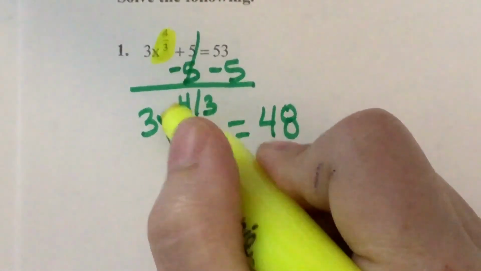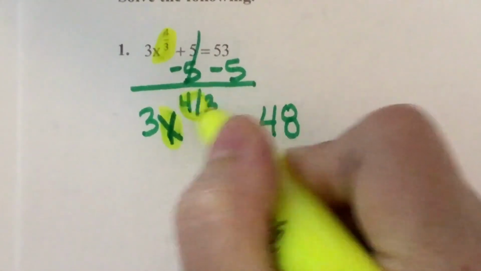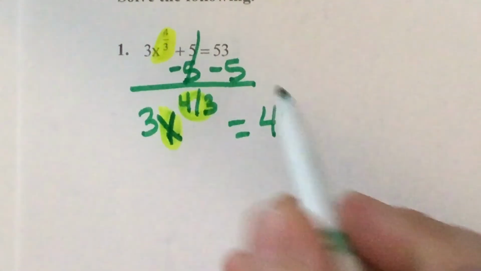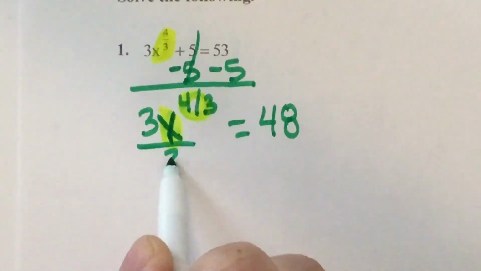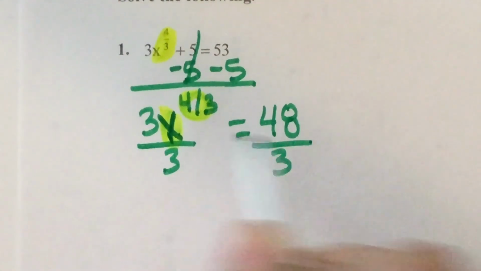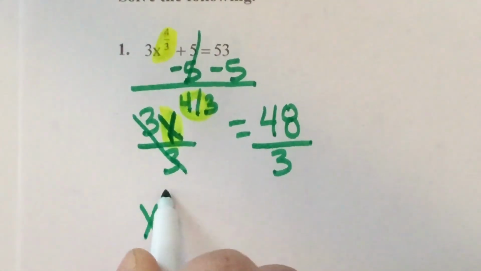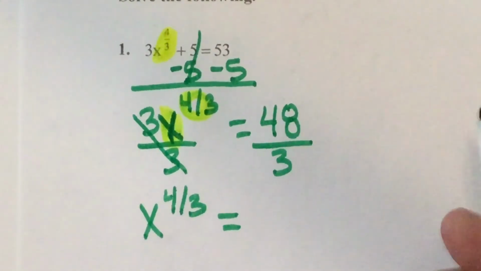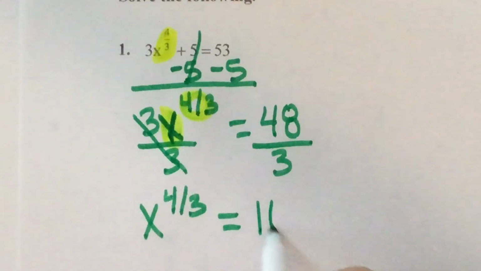Okay, so now I'm trying to get this variable with the fraction exponent by itself. So how are you going to get rid of that 3? We're going to divide by it. Since it's smushed, we get rid of multiplication with division. The x to the 4/3 comes down, and 48 divided by 3 makes 16.